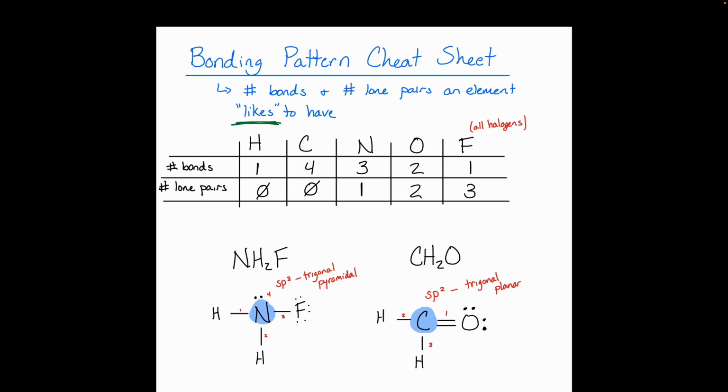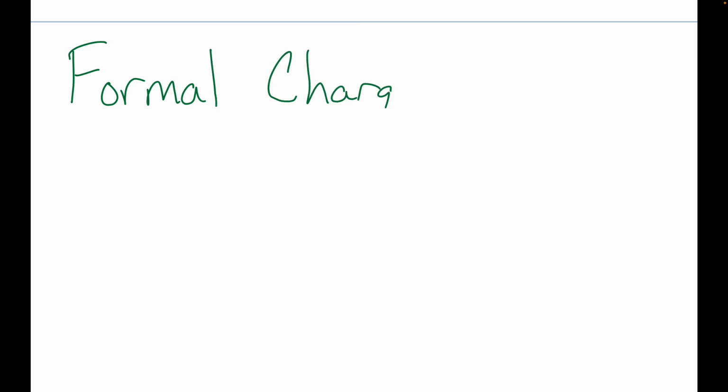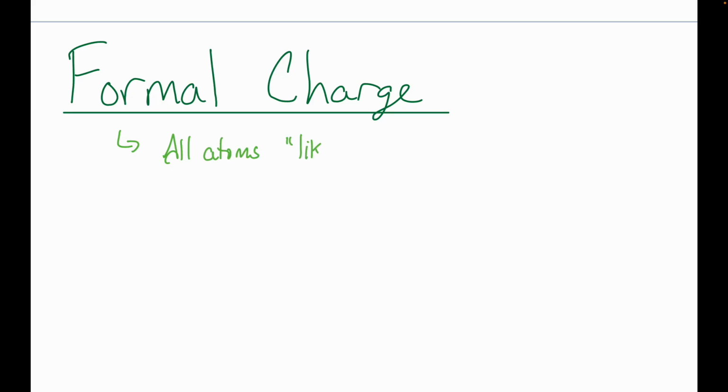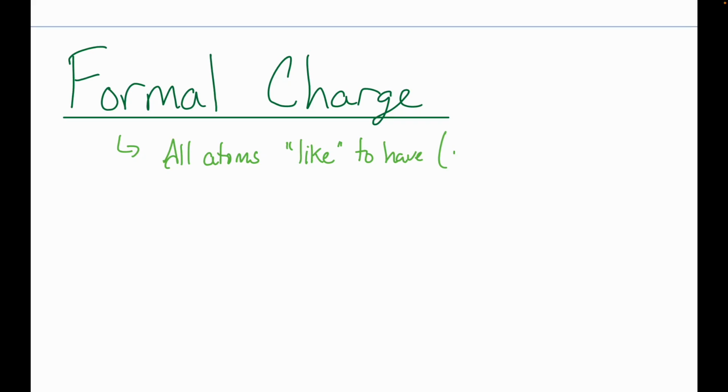So what do we mean by likes to have? Well, importantly, that's going to correspond to this next concept here, what's called formal charge. All atoms like to have, i.e. they are most stable, when they have a formal charge of 0.